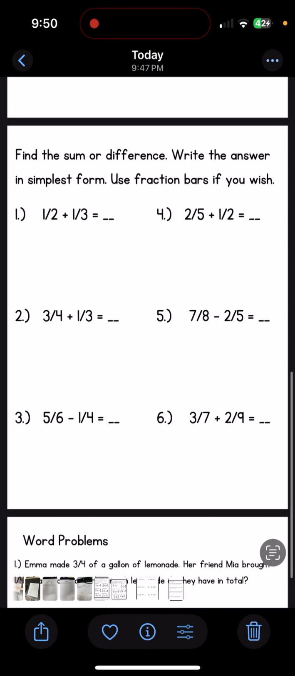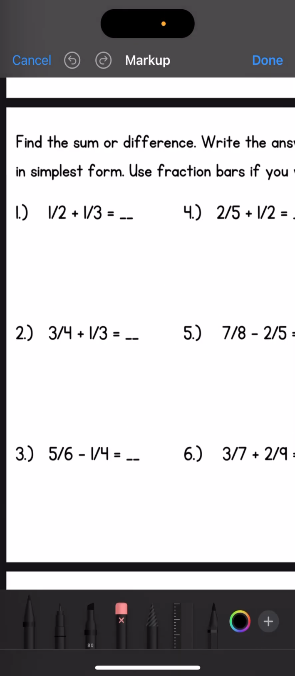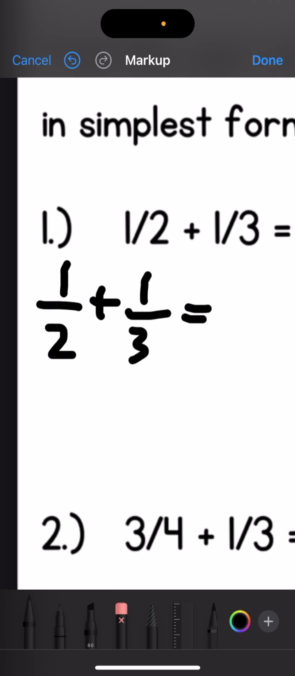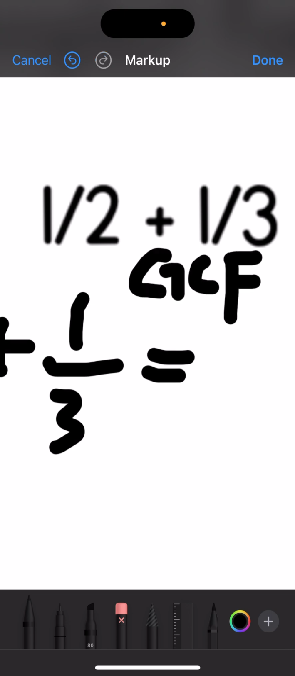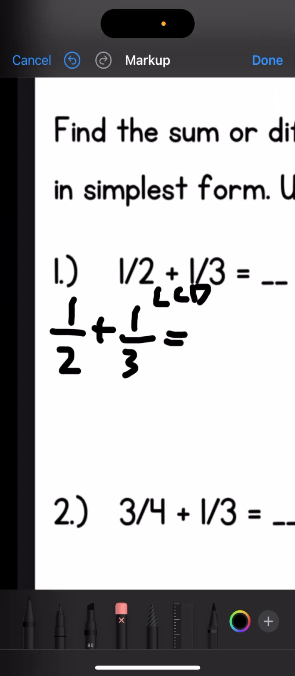Find the sum or difference. Write the answer in simplest form. Use fraction bar if you wish. Okay, so 1/2 plus 1/3. Oh, now we see that the denominators are not the same. In this case, we're going to have to find something called the least common factor. No, greatest common factor, GCF. Or, it's called least common denominator.